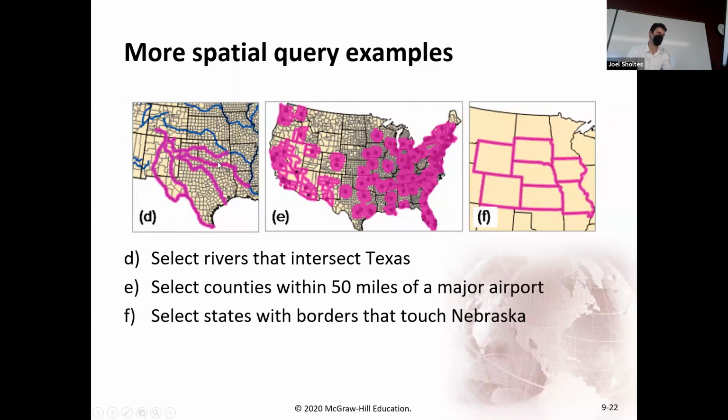There's some other examples, rivers that intersect Texas. So here's the state boundary of Texas, and here's all the rivers that go through it. Counties within 50 miles of a major airport, and then states that border Nebraska.